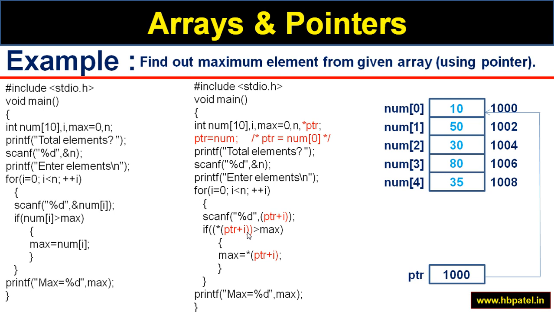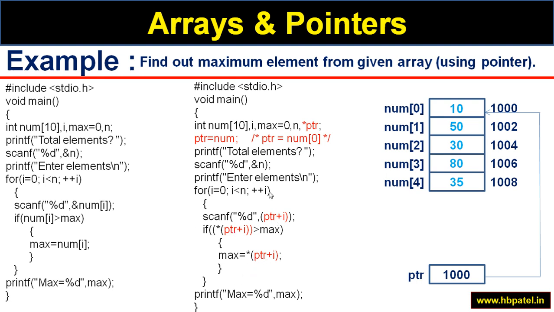Now after reading, I am checking whether star of ptr plus i, for i equal to 0, is greater than max. Star ptr is the content being pointed to by ptr, that is 10. So 10 is greater than max, max is 0. Yes, in that case 10 is assigned into max. That's it. So this is the address, this is the content. This is the address, this is the content.